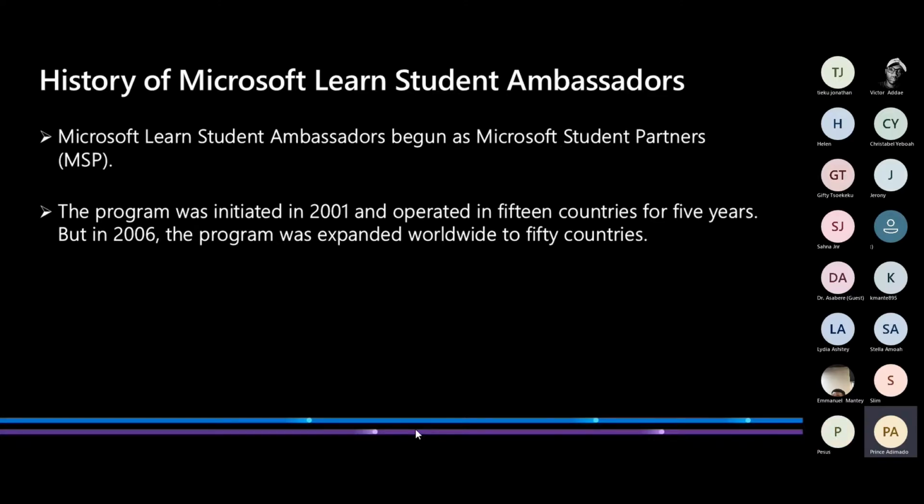But currently, the membership of the program is over 5,000, and we are still growing. So how did Microsoft Student Partners change to Microsoft Learn Student Ambassador? On July 20th, 2020, the Microsoft Student Partners was rebranded by Microsoft to the Microsoft Learn Student Ambassador Program.